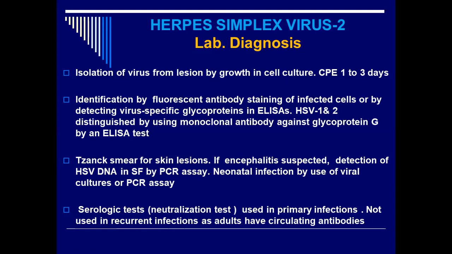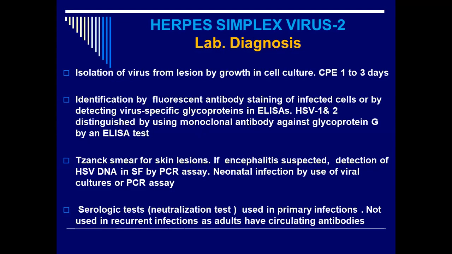Identification can also be done with the help of fluorescent antibody staining of the infected skin, or by detecting virus-specific glycoproteins with the help of ELISA. ELISA, enzyme-linked immunosorbent assay, is another technique in which we can detect the glycoprotein of the virus, which is specific to types 1 and 2. They can be distinguished by monoclonal antibodies, which are very highly specific antibodies that have been specially designed against HSV1 and HSV2 separately.